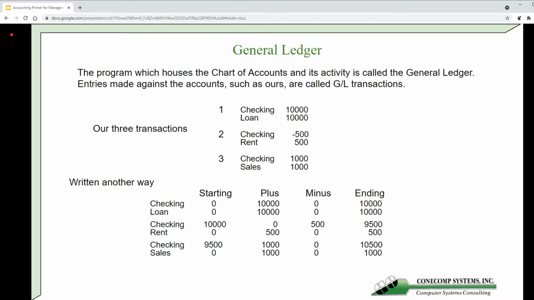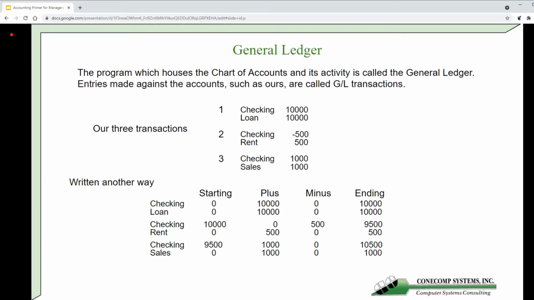And here, on the upper part of the screen, you see those 3 transactions. The first one, when we got our loan, we put money in the checking and we recorded it against our liability loan account. Now you'll notice I list the accounts in the order they are in the chart of accounts, which is typically the way you would show it: assets, followed by liabilities, followed by revenue, followed by expense accounts.